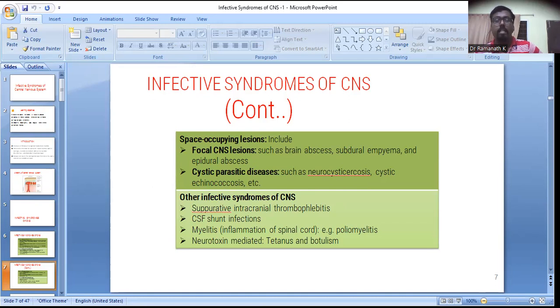Sometimes the central nervous system also may be infected by other infective syndromes that include suppurative intracranial thrombophlebitis, CSF shunt infections, and myelitis. It is mainly the inflammation of the myelin sheath. In case of poliomyelitis, we can see this one. Neurotoxin mediated complications, which is mainly by Clostridium tetani or Clostridium botulinum, either in case of tetanus or in botulism, you can see this condition. So, in detail, we will study one by one.